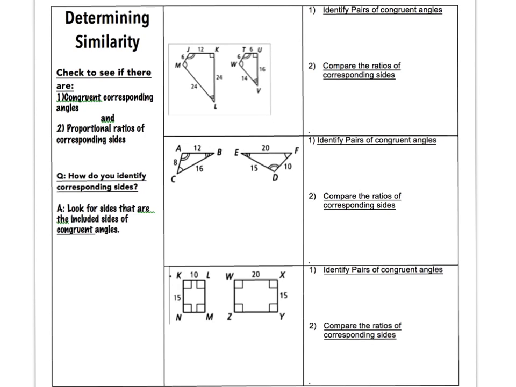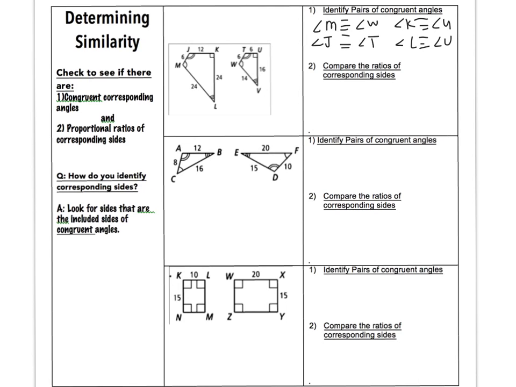angle M is congruent to angle W. I know that angle J is congruent to angle T. I know that angle K is congruent to angle U, and I know that angle L is congruent to angle V. Now that I know that those angles are congruent, I have to take the ratios of my sides.